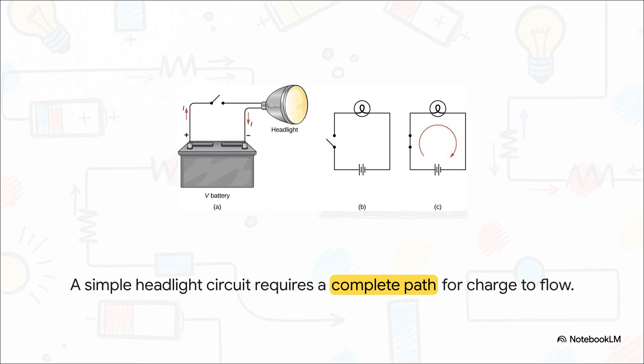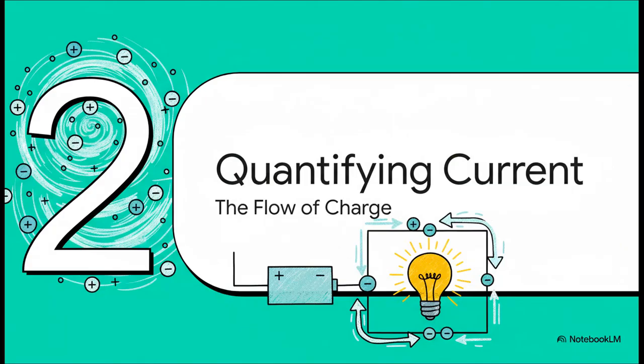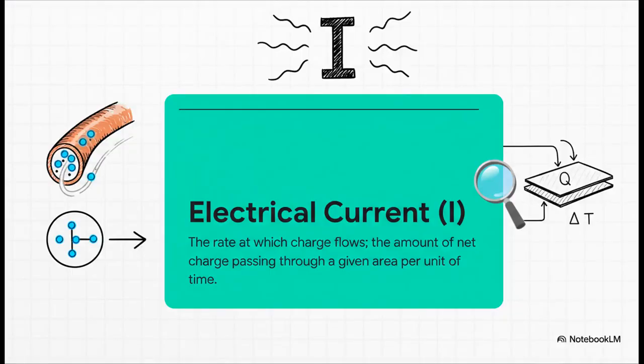To even begin to answer that, we first need a way to measure what's going on. So, to really get a handle on that circuit, we have to quantify this movement of charge. And that means we need to define electrical current. So formally, electrical current, which we symbolize with a capital I, is just the rate at which charge flows. Think about it like this. It's the total amount of charge, which we call delta Q, that passes through some imaginary slice of the wire in a certain amount of time, delta T.